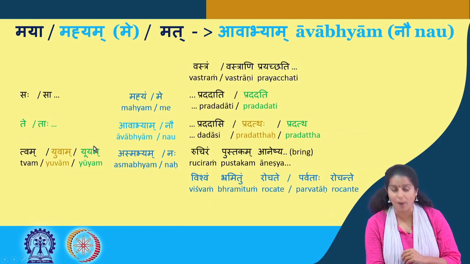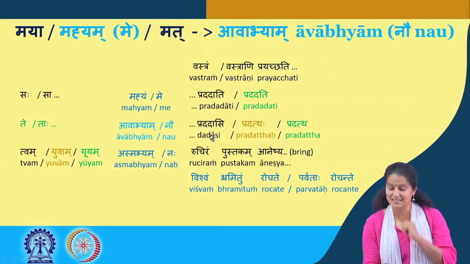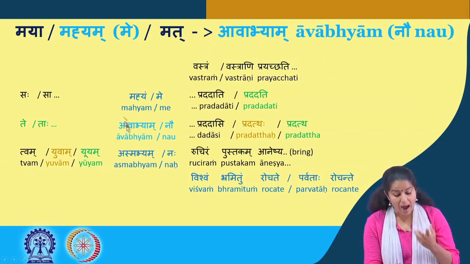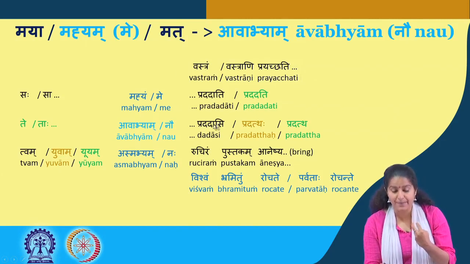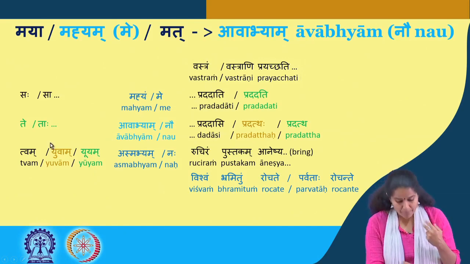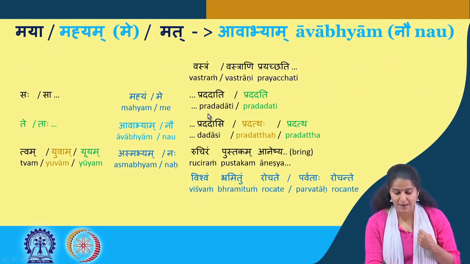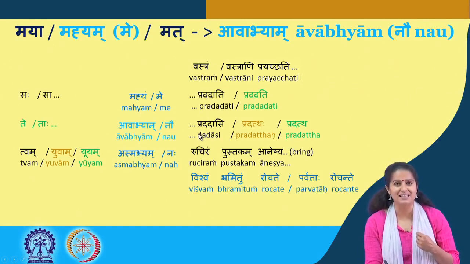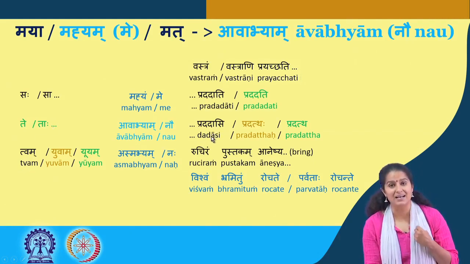Next, let's look at the tvam here. So tvam mahyam vastram pradadasi. Tvam avabhyam, so you're giving it to the two of us, vastram pradadasi. Sorry, tvam asmabhyam, to us, vastram pradadasi. So tvam will always take pradadasi.